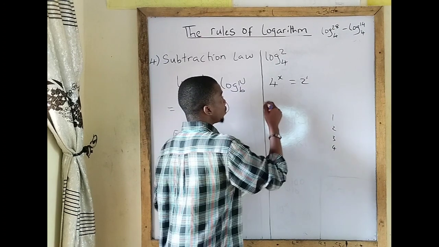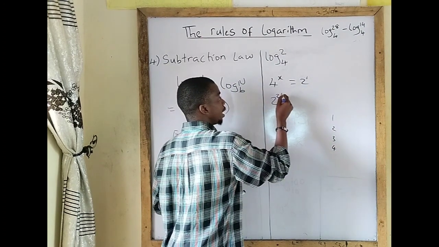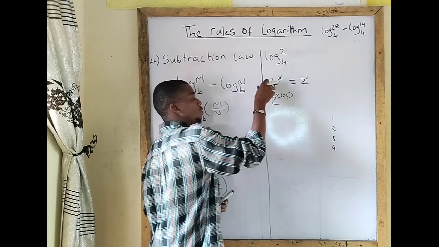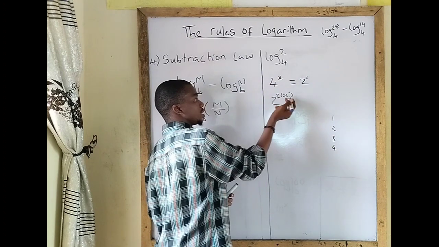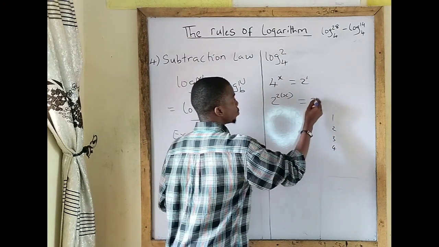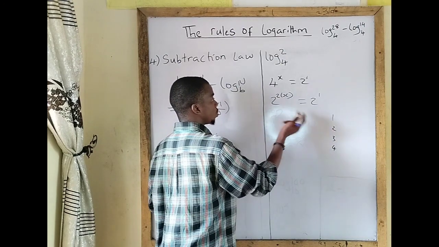So we have 2 raised to the power of 2, bracket x. We wrote 4 in its index form, so this is the x here, we put it in the bracket. So we have 2 raised to the power of 1. So the bases on both sides of the equation are equal.